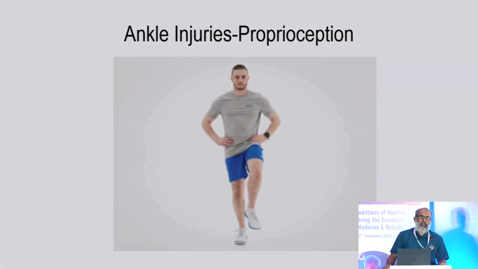And proprioception, especially in ankle injuries, in the sports injury scenario, when you examine an athlete, the proprioception is very important. So standing on a single limb, and you can modify it by standing on the single limb and looking upwards, or closing the eyes, to get more idea regarding the proprioception.